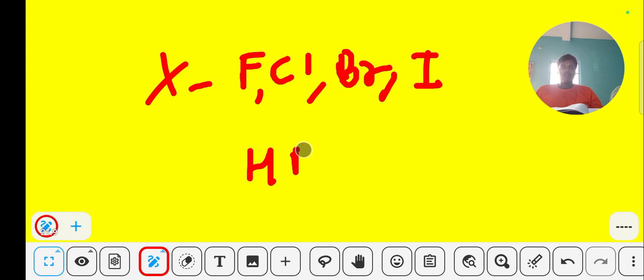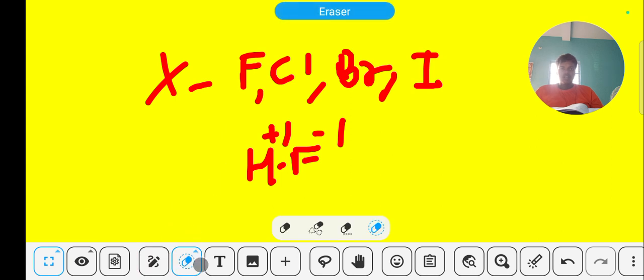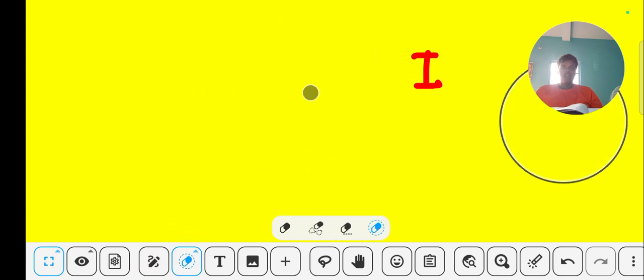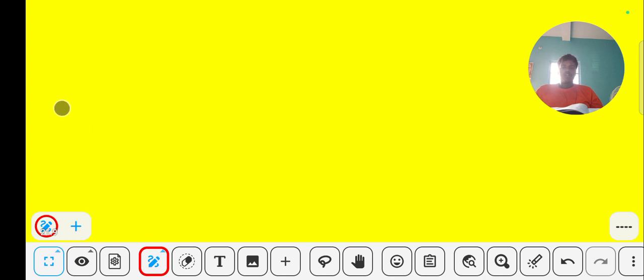For example, if you talk about HF, hydrogen has plus 1 and fluorine has minus 1. It is a single bond, and fluorine is more electronegative. Now let's talk about its exception.